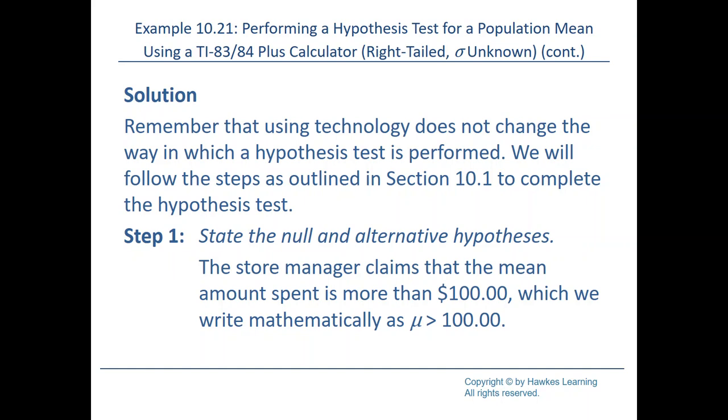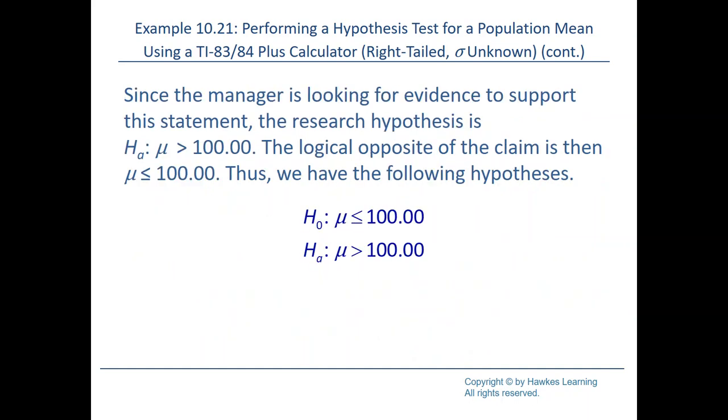So in the problem, we read that the store managers claimed that the mean amount was more than $100, which basically means that as we write that mathematically, mu is greater than 100. And ladies and gentlemen, that right there is going to be my alternative hypothesis. Now, since the manager was looking for evidence to support that claim, that is actually your research hypothesis. That's the alternative.